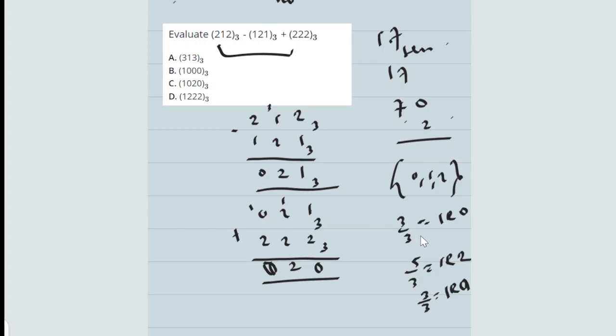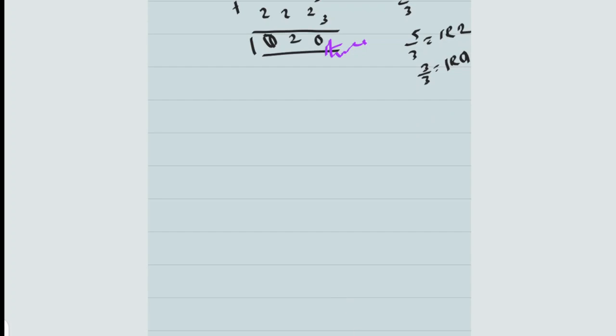But the one you kept, there is no place to put it again. So if that is cleared, then what we are going to do is to write the remaining one. And your answer will now be 1020 base 3. So can you see C is our answer? I hope you understand now. So let us move to another question.